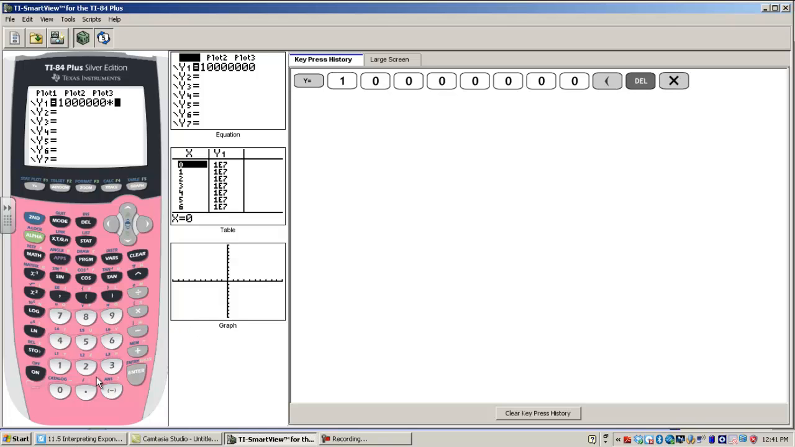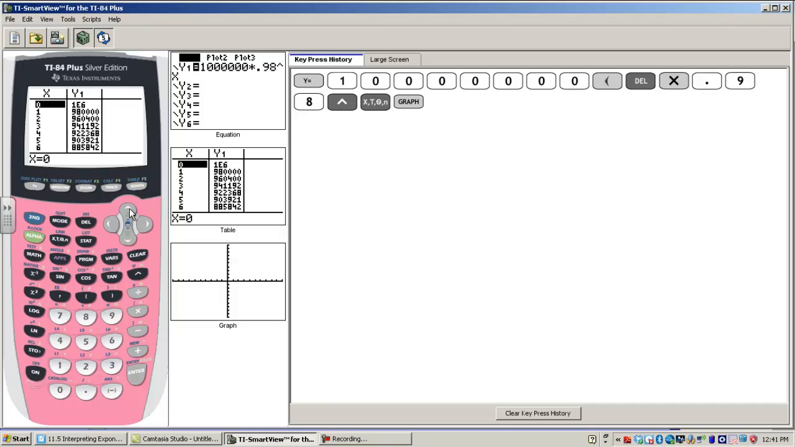We can put that function, 1,000,000 times 0.98 to the power of x, into our calculator, and we can go to the table. So we can go to second graph and look at our table, and we're looking for when it equals 8 hours. And so that's where we want x to be 8. You go down here to where x equals 8, and you get 850,763. That's what the table tells me.